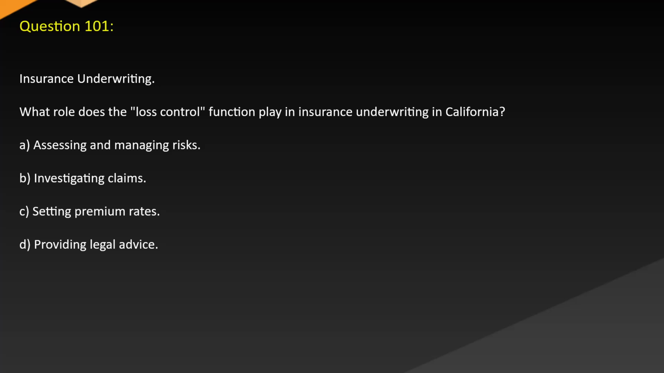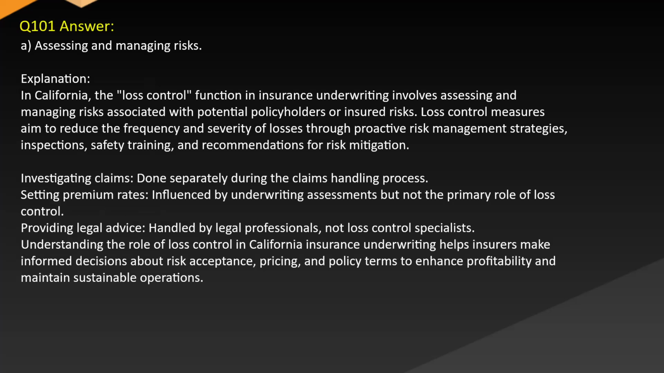Insurance underwriting. What role does the loss control function play in insurance underwriting in California? A. Assessing and managing risks. B. Investigating claims. C. Setting premium rates. D. Providing legal advice. Answer: A. Assessing and managing risks.